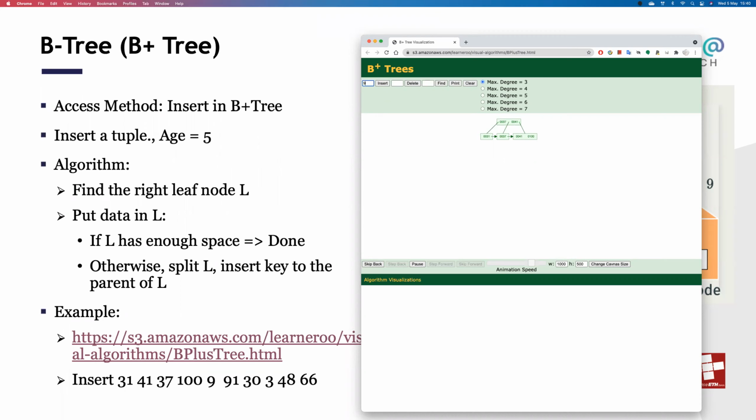Similarly, we can insert another one. If you insert 9, what will happen? You'll find the right leaf node. You insert 9 here, and you still have space, so it doesn't need to split the node. If you insert 91, similarly you find the right leaf node, and you insert it. Now you're going to split it, so essentially you have 2 leaf nodes. You insert 1 more key, but in this case the parent is also going to be full, so you are going to split the parent. That's what's going to happen. It's as simple as this.